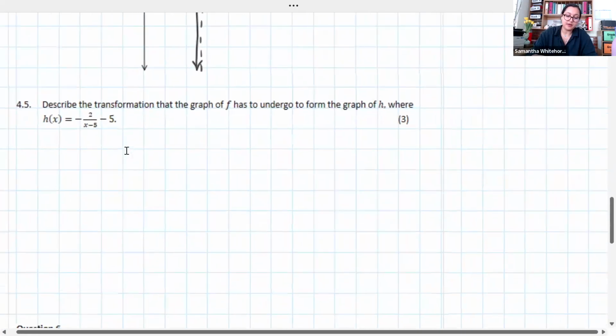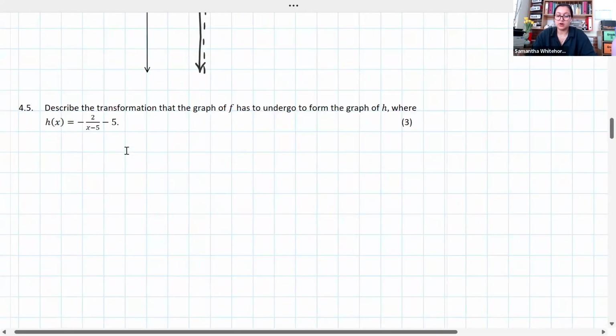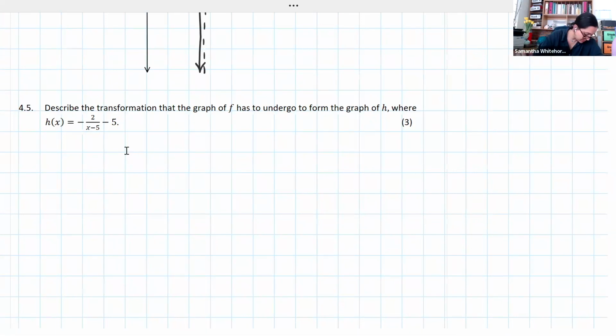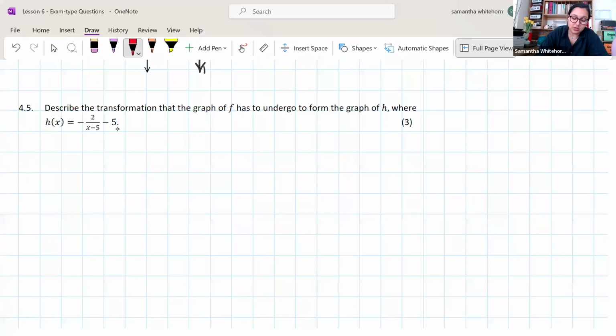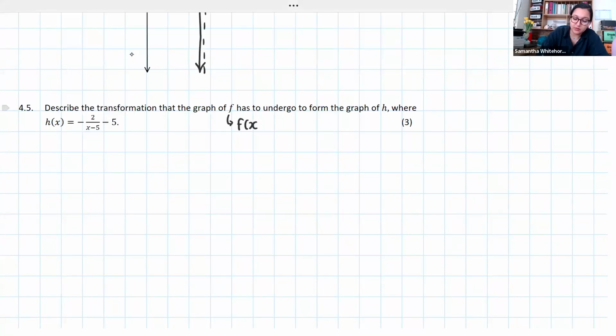Okay, 4.5 says describe the transformation that the graph of f has had to undergo to form the graph of h, where h is equal to minus 2 over x minus 5, minus 5. Right, now there are actually 2 potential answers to this question. So let's just go back to what the original f of x graph was.